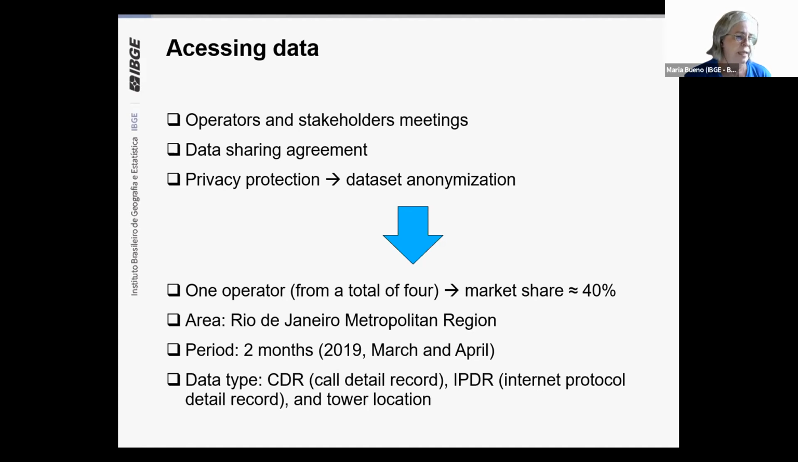We asked for data to develop a proof of concept. Then we selected a small region and a small period. Besides that, we asked for the simplest data possible to be used in statistics production: CDR, IPDR, and tower location.